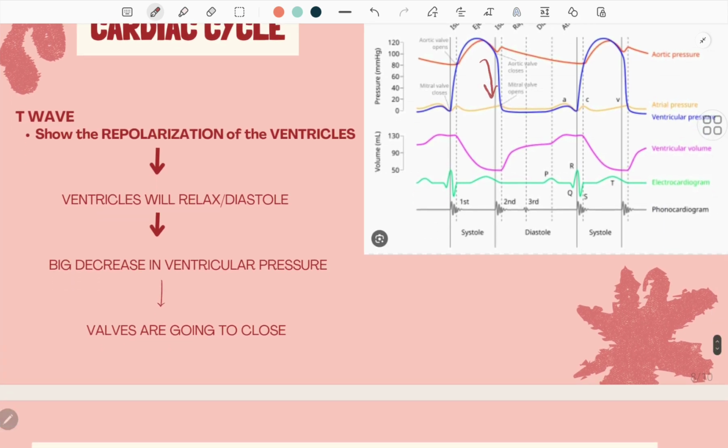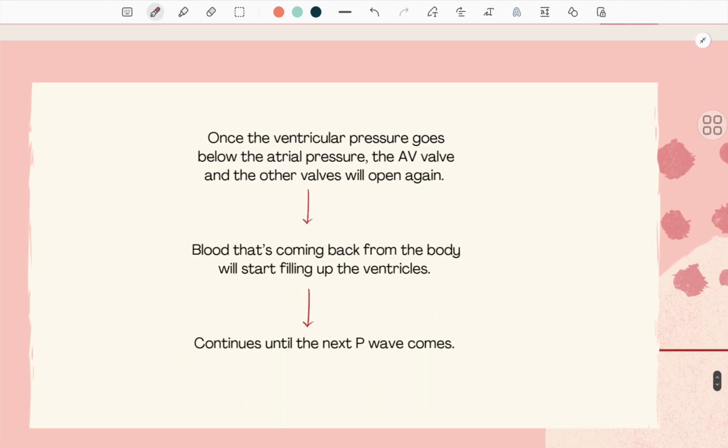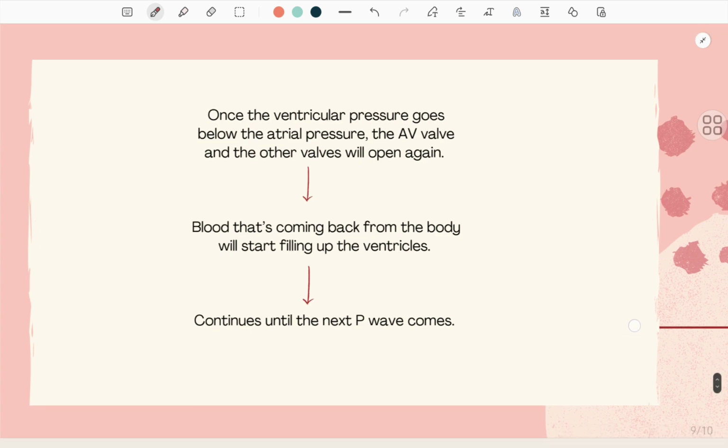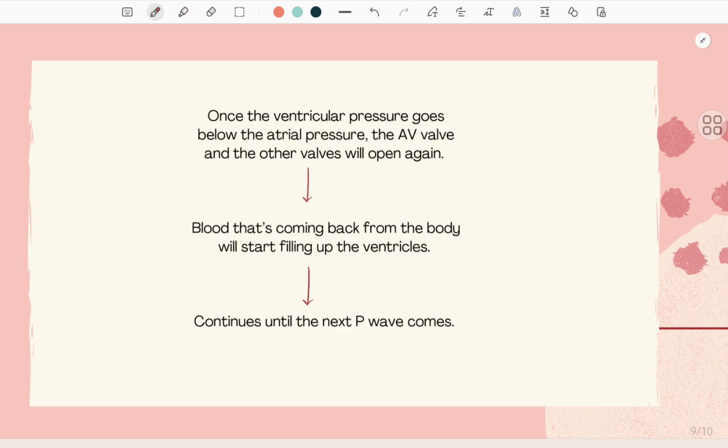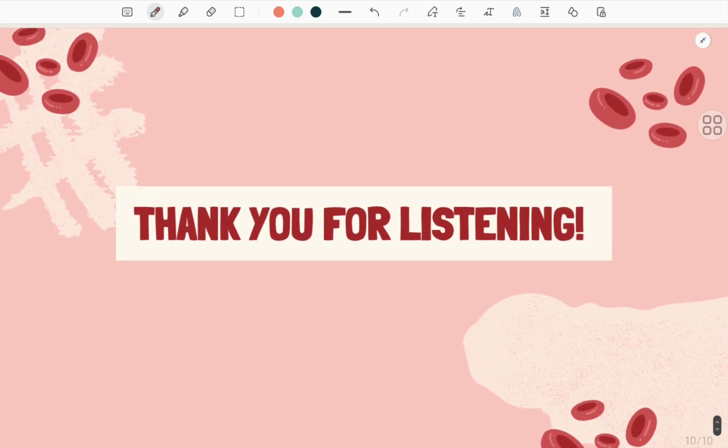When that happens, the valves are going to close, and once the ventricular pressure goes below the atrial pressure, the AV valve and the other valves will once again open, and blood that's coming back from the body will start filling up the ventricles, and that will continue until the next P wave comes. So basically, this is the end of the cardiac cycle, and it will start again when the next P wave comes. So that is my understanding of the cardiac cycle.